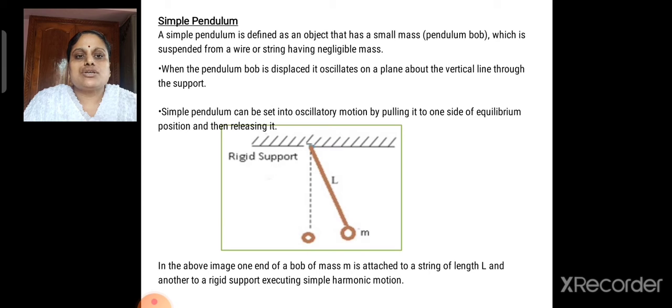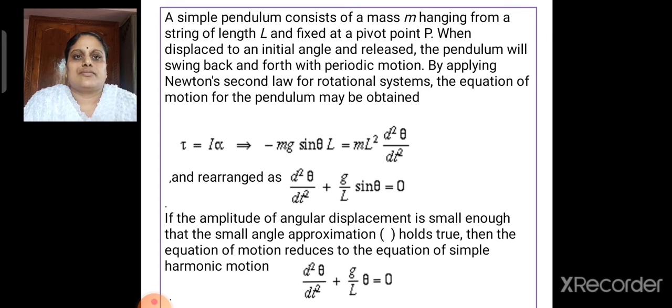In the above image, one end of the bob of mass m is attached to a string of length L and the other end to a rigid support, executing simple harmonic motion. So we had seen that a simple pendulum consists of a mass m hanging from a string of length L and fixed at a point P. When displaced to an initial angle and released, it starts executing periodic and oscillatory motions.